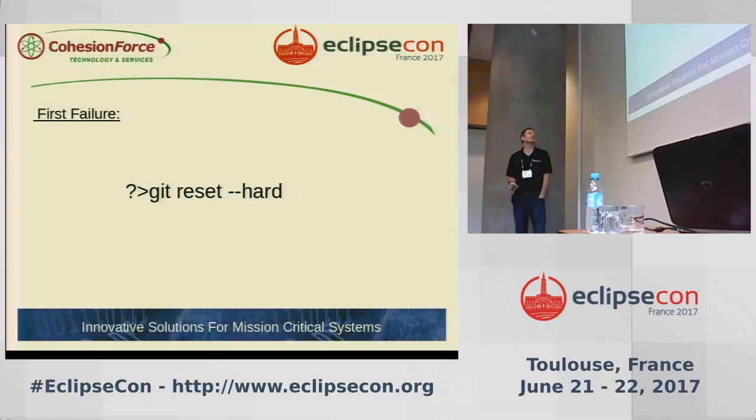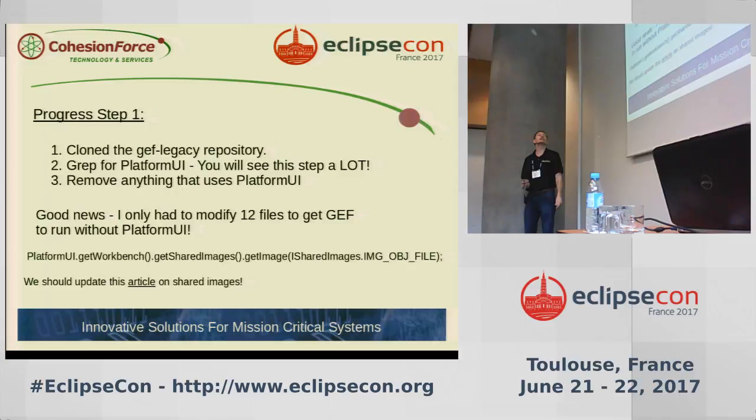So finally started making some progress. We went back and started with the GEF legacy repository, did a grep for, or Control-H, whichever you prefer, for platform UI. And then basically everything that used platform UI, we had to modify in some way. So the good news, GEF, I only had to modify 12 files. It was not as hard as I thought it was going to be.